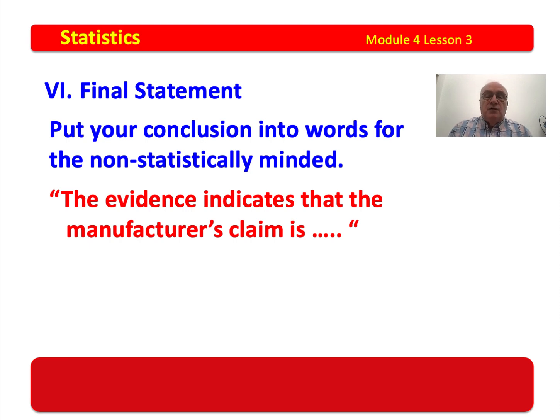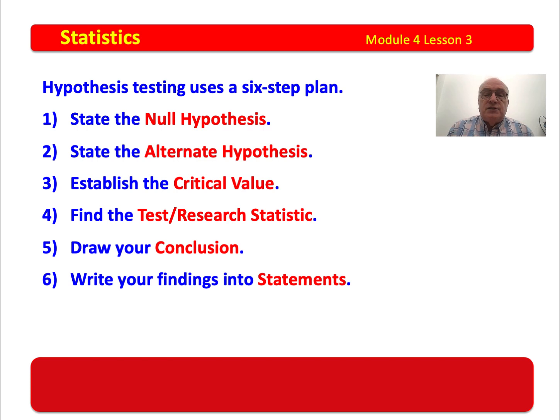So, you've got a 6-step plan. You state the null hypothesis, H0, mu equals. You state the alternate hypothesis, HA, mu is not equal, less than, or greater than. Establish the critical value. That's based on your confidence level. If your confidence level is 90% or 95% or 98%, you have to draw the picture and label the z-score that works. And find the test statistic. That's x-bar minus mu divided by s over the square root of n. Look at where it lies and draw your conclusion. Your conclusion will either be reject H0 or fail to reject H0. And then you put it into words.